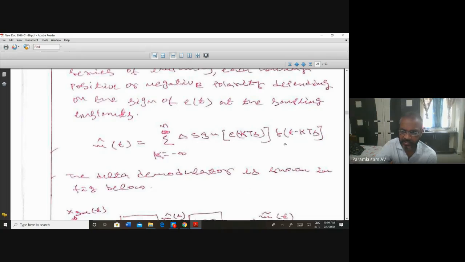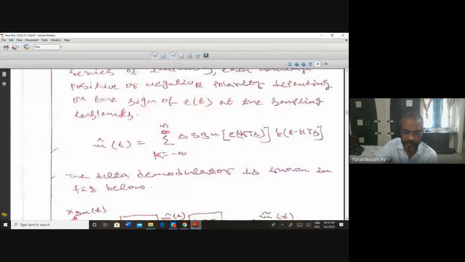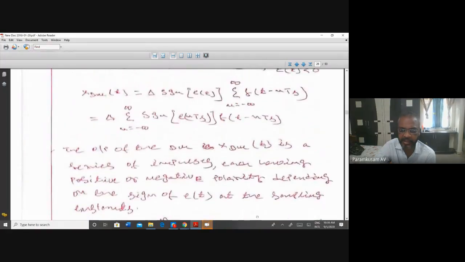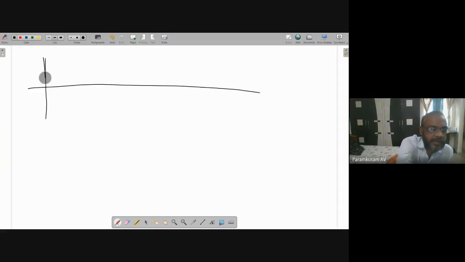A periodic impulse train can be expressed as sigma n is equal to minus infinity to plus infinity del of t minus n ts. Periodic impulse train.